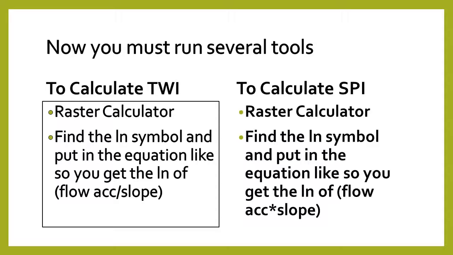The next step is to calculate a stream power index. Same scenario, same tools, same kind of equation, except in the parentheses following the ln, or the natural logarithm function, instead of flow divided by slope, it's flow accumulation multiplied by slope. Do that, you now have both of them, you're good to go.